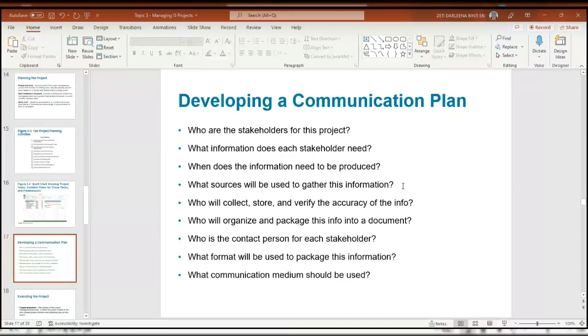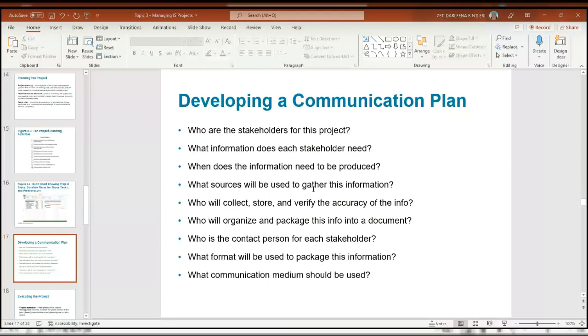Job description documentation, business process documentation, SOP, scheme of procedure, for example. Who will collect, store and verify the accuracy of the information? Siapa yang akan buat pengesahan, menyusun dan mengumpul information? Who will organize and package this information into a document? So these are very important. Sebab apa? We must get the right person, the right information to make sure that it's going to be a success project.